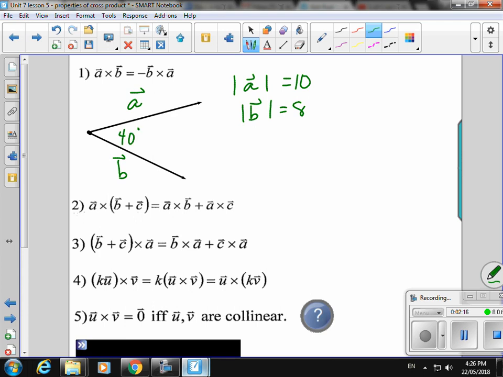I can find the magnitude of that, but the direction could be different depending on the order. So the magnitude of A cross B I could find quite easily. It would be 10 times 8 sine 40 degrees. Okay. Let's check what direction A cross B would be. So my forefinger goes along A with my right hand. My middle finger follows B. And as I am pointing along those two directions, my thumb is going into the blackboard.